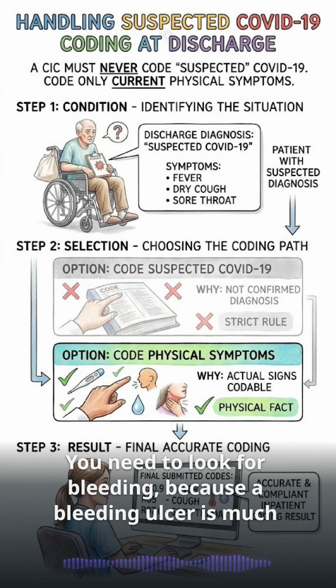You need to look for bleeding, because a bleeding ulcer is much more dangerous to have. If the patient is vomiting blood, the coder must use a code that shows a hemorrhage.